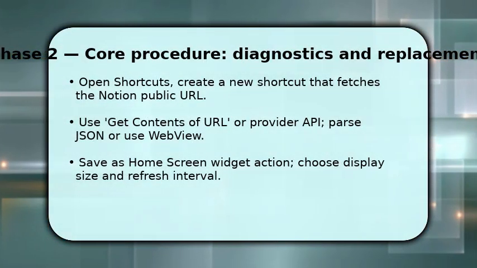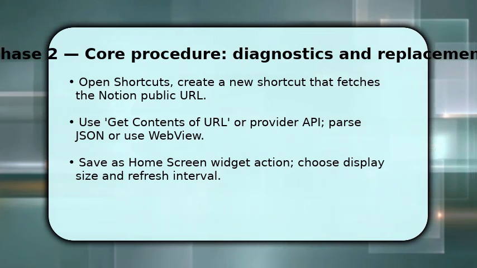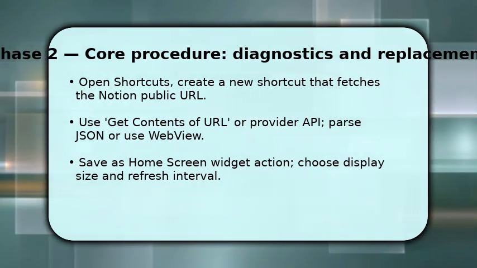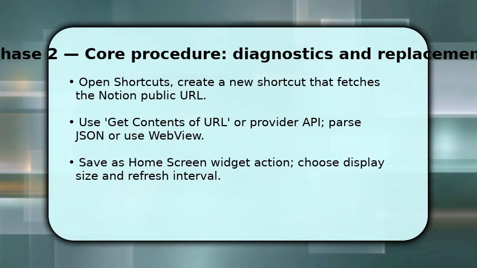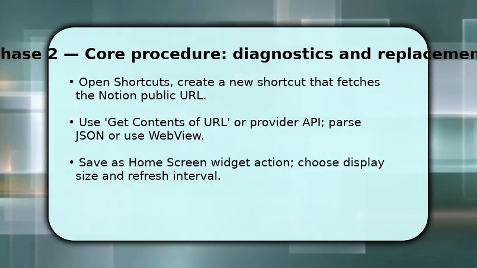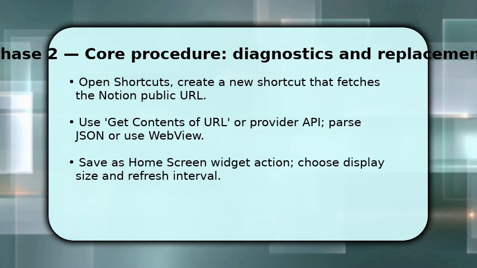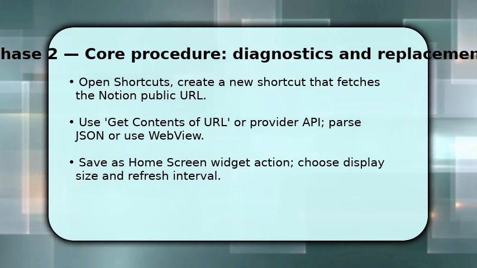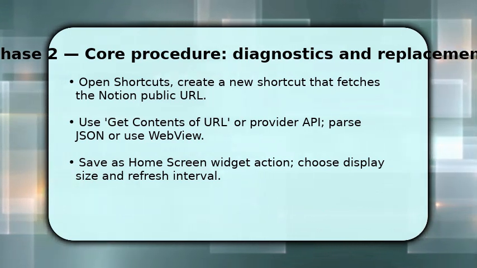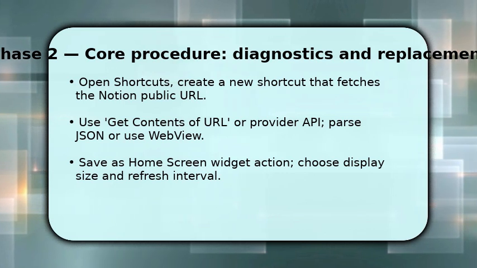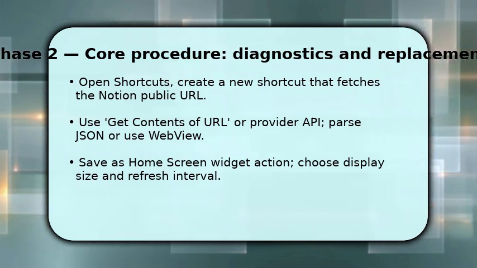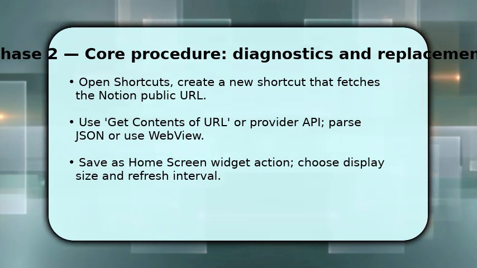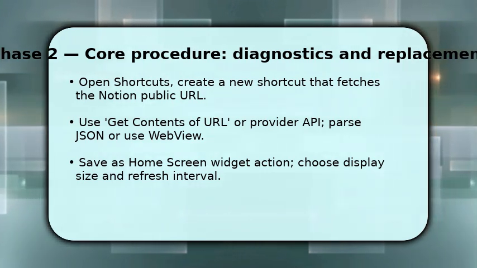You'll now build the widget using Shortcuts. Create a new shortcut that starts with the public Notion URL or the provider's API endpoint. Use Get Contents of URL to fetch data, then parse the JSON or render HTML in a web view depending on the widget type. This controls what shows on screen. After processing, add the shortcut to home screen widgets, selecting the exact size, small, medium, or large, and set a reasonable refresh interval so content updates without draining battery.